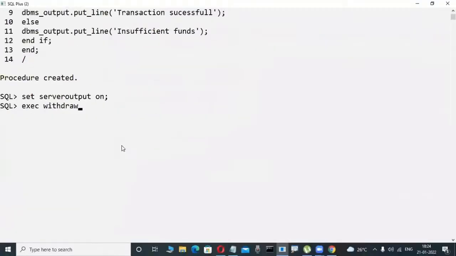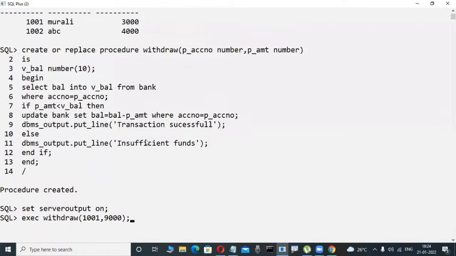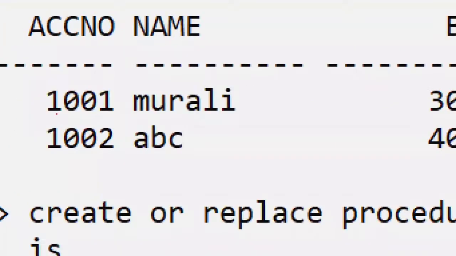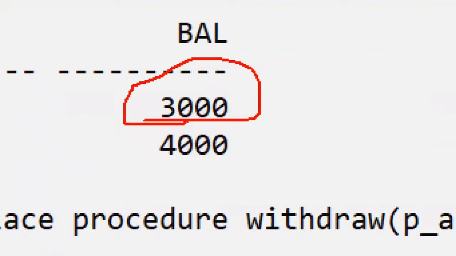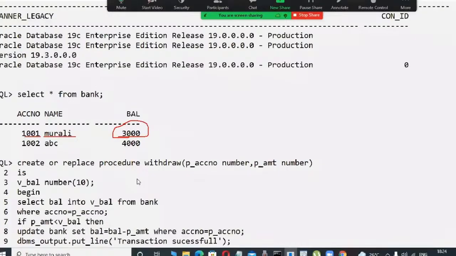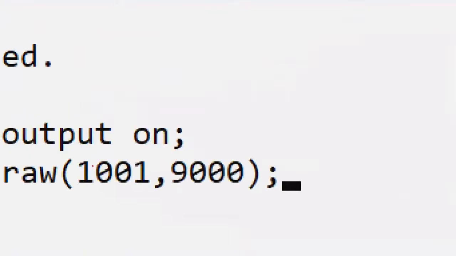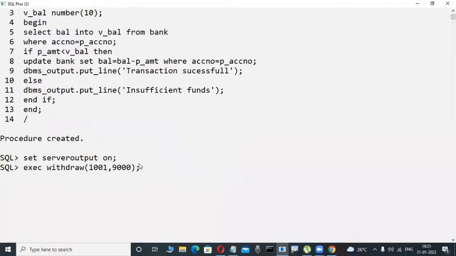Okay, fine. Here my account number 1001 I'm passing, comma, and I try to withdraw 9,000 rupees, for example. Observe here, slowly, in this table. Observe the scenario logic. 1001 is my account number, Murali is my name. Now my balance is how much? 3,000 is the current balance in my table. My account number is 1001, but I try to withdraw 9,000.